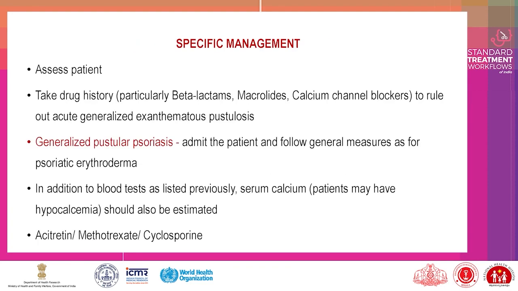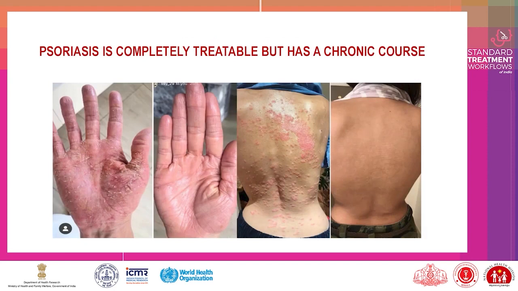Specific management: assess patient, take drug history, particularly beta-lactams, macrolides, calcium channel blockers, to rule out acute generalized exanthematous pustulosis. Generalized pustular psoriasis: admit the patient and follow general measures as for psoriatic erythroderma. In addition to blood tests as listed previously, serum calcium should also be estimated, as patients may have hypocalcemia. Acitretin, methotrexate and cyclosporin. Psoriasis is completely treatable but has a chronic course.